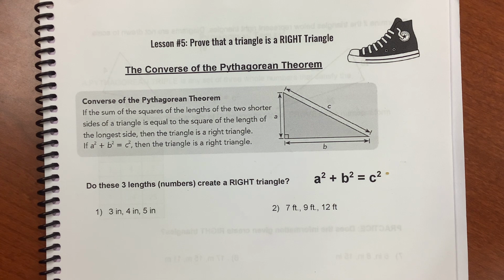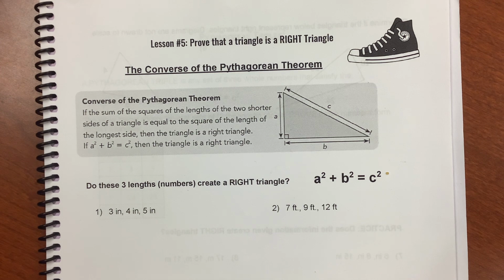So this only works on right triangles. So you can use the Pythagorean theorem backwards to prove that a triangle is a right triangle. So let's start with the word Converse. Now I know you think Converse is a sneaker, which is why I put the little sneaker there. It's to help you remember that Converse is the name of what we're doing.